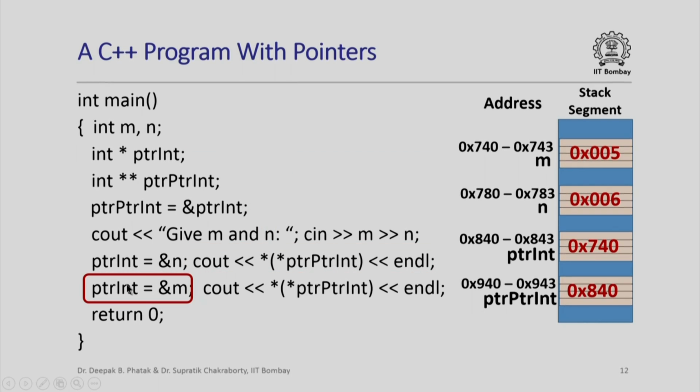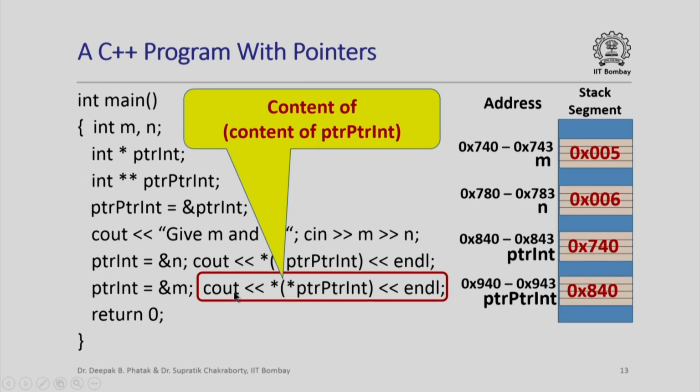Next, this statement is executed. What happens? I have to find the address of the memory locations allocated for M, and in fact I have to find the address of the first byte allocated for M. These are the bytes allocated for M. The address of the first byte is hex 740. So I have to pick up hex 740 and store it in the memory locations allocated for pointer int. So that is what happens in the memory locations allocated for pointer int. I have stored hex 740.